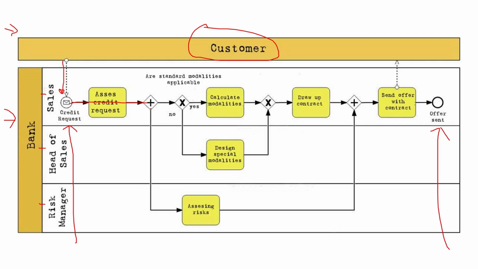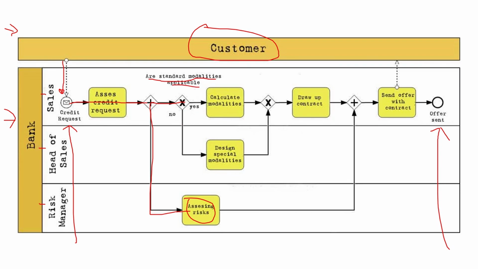So after assessing the credit request by the salesperson, 2 things are going to happen in parallel, because again, there's a parallel gateway. So one token goes directly here, and one goes directly here. So after assessing the credit risk is done, the risk manager is going to assess the risks and simultaneously, based on the decision, are standard modalities applicable, yes or no?